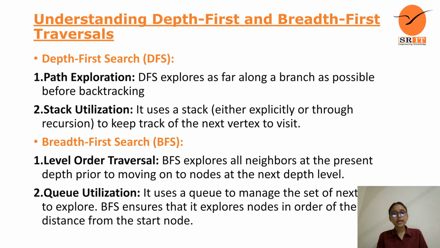Breadth first search, or level order traversal. BFS explores all neighbors at the present depth prior to moving on to nodes at the next depth level. Queue utilization: it uses a queue to manage the set of next elements to explore. BFS ensures that it explores nodes in order of their distance from the start node.